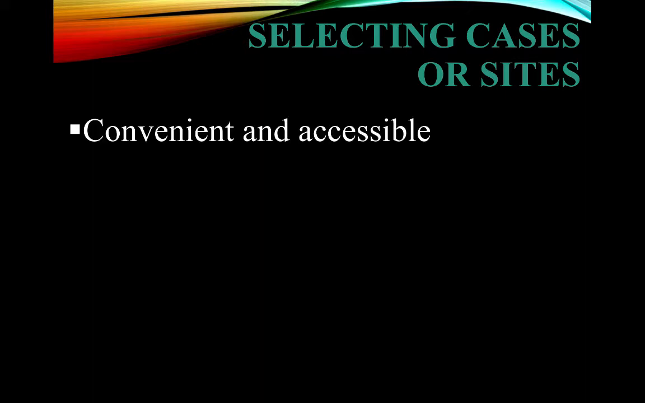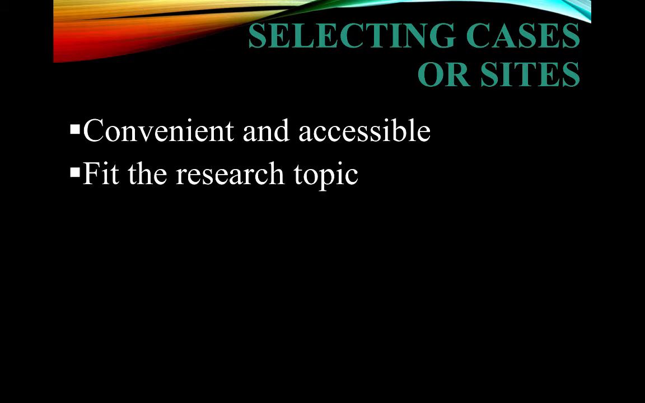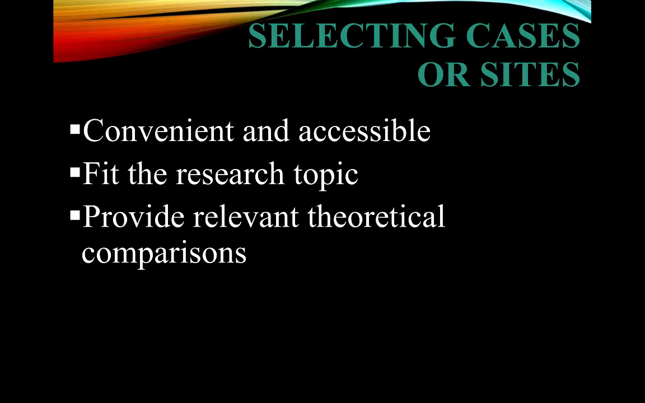So first, selecting cases or sites. What factors guide the selection of one or a few cases? Well, the first is that they're convenient and accessible, right? They're located somewhere close to the researcher or they're accessible to the researcher. Next, they have to fit the research topic so they can help explain what the researcher is looking to explain. So if you wanted to study interactions between professors and college students, your site choice would logically be a college or a university, right? Also, how you select cases or sites should provide relevant theoretical comparisons, right?